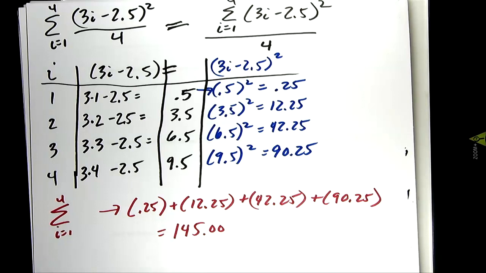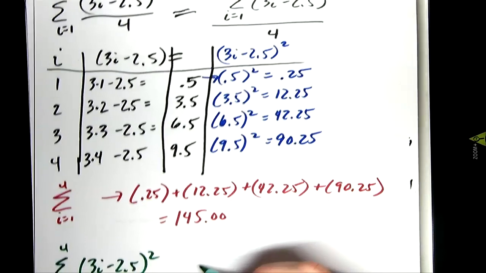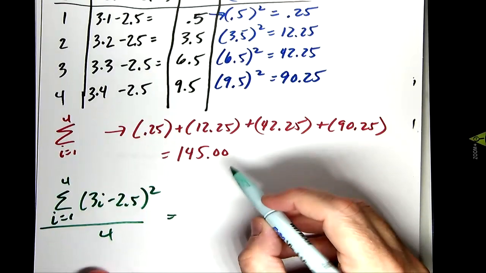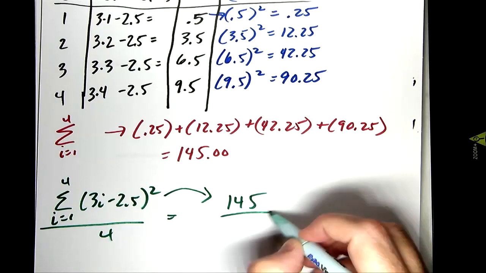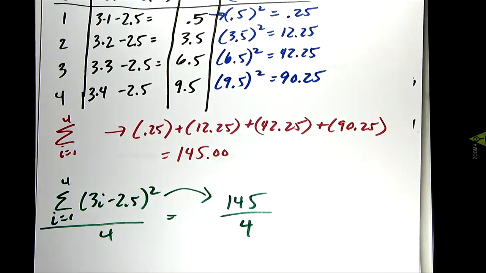All right, so far, where we're at, we're doing the i equals 1 to 4, 3i minus 2.5 squared divided by 4. And what we've got it down to so far is this top part added up to 145. And then divide by 4. 145 divided by 4 is 36.25.